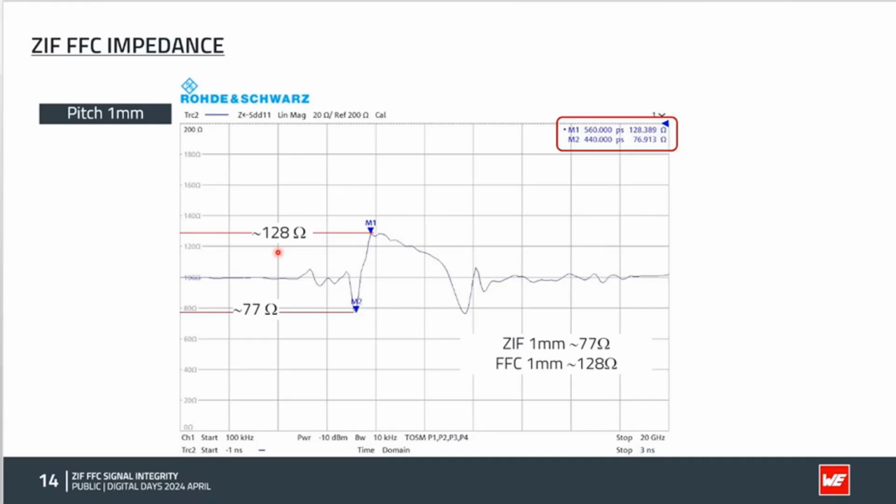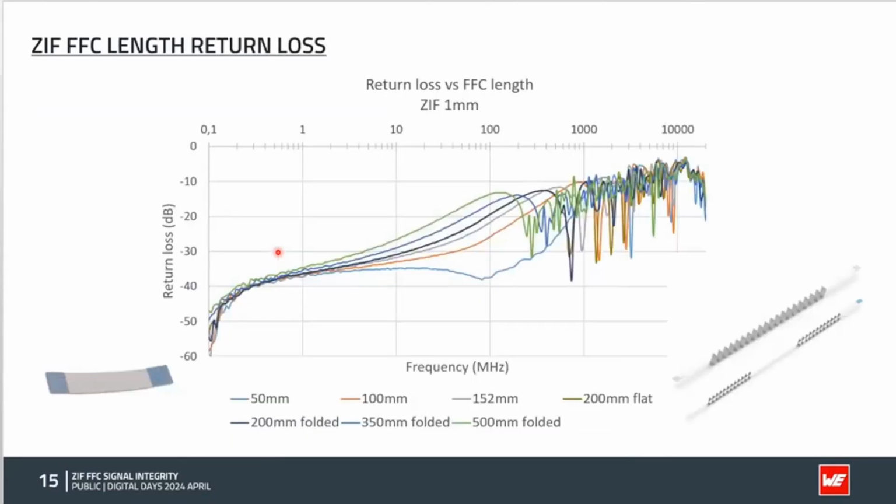You know it with that curve, but what is the real importance of that reflection and insertion loss? This is the return loss. Here is the frequency in megahertz, so up to 20 gigahertz. 20 gigahertz is really too much for that connector. Of course, this is the return loss. And so here, let's consider the 50 millimeter, because here this is the FFC length.